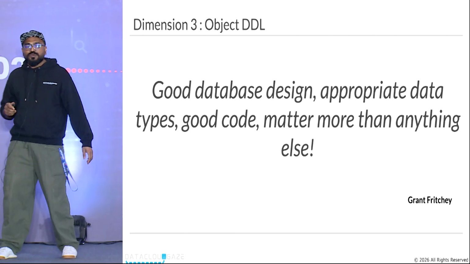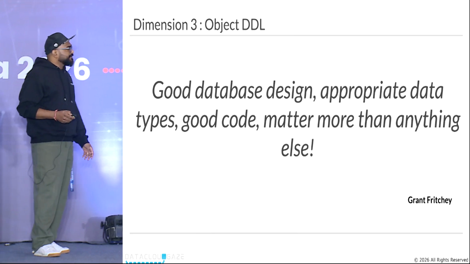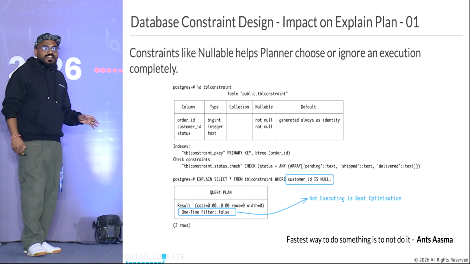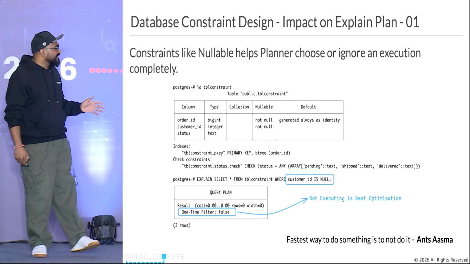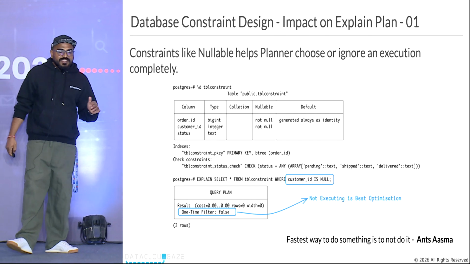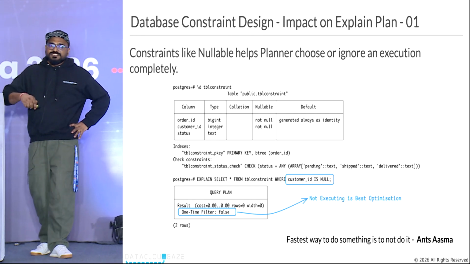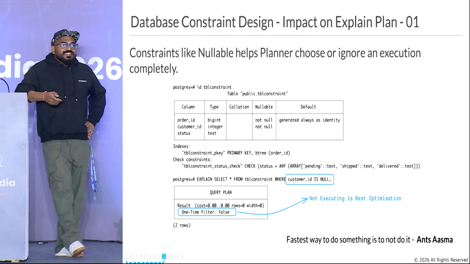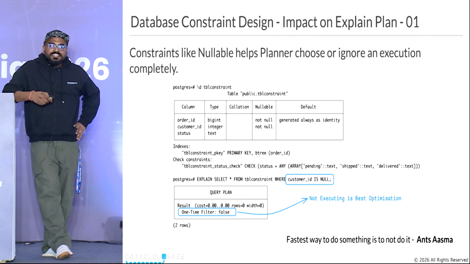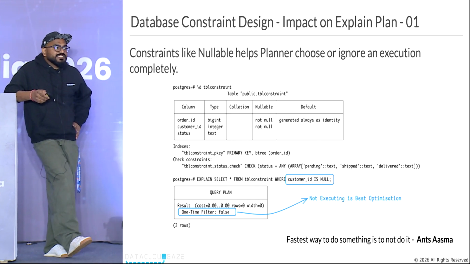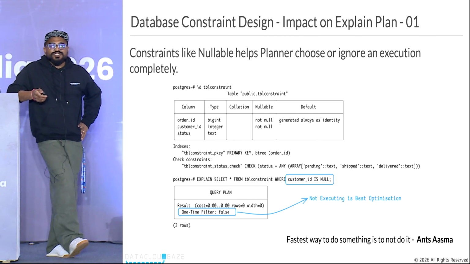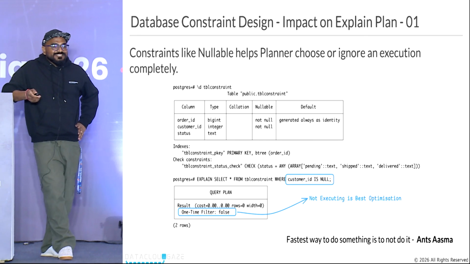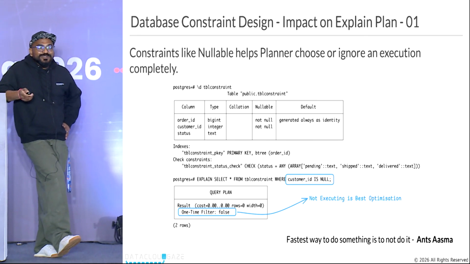So it's very important to have a good design as well accordingly. Now, let's look at this example. In this case, you'll see in the plan there's a one-time filter equal to false. Primarily, it means that you're writing a query like select something from some table where 1 is equal to 2. You're actually not executing the query, right? And someone said that the best execution is not to do that at all.